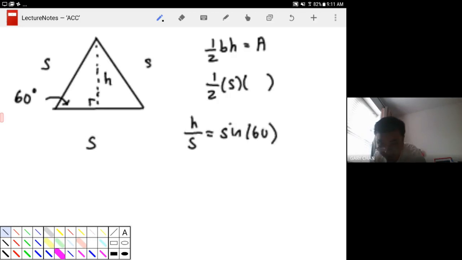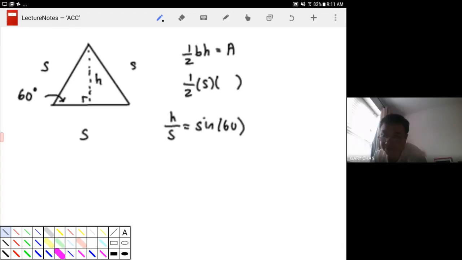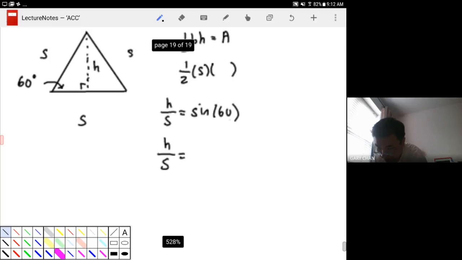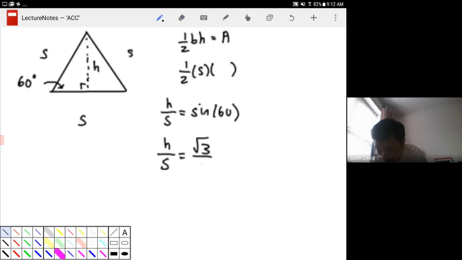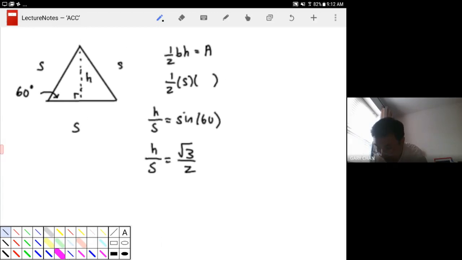And sine of 60, we covered this, I think maybe 3 weeks ago. So sine of 60, what is that? There was a radical value, and if you don't remember what that is, sine of 60 was actually square root of 3 over 2. So sine of 60 is equal to square root of 3 over 2.